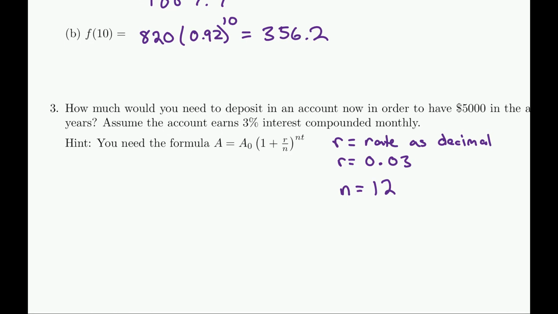But in this case, monthly, 12 months in a year, so 12. Quarterly, 4 quarters in a year, so 4. Daily would be 365, and so on. So N is 12 in this case, and the A0 is the initial amount in the account.